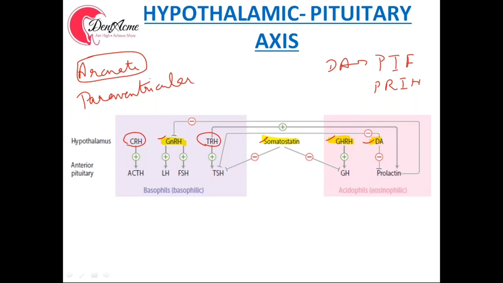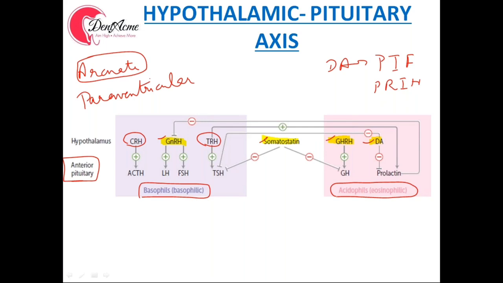And these hormones usually act on the anterior pituitary. So let's talk about the hormones of the anterior pituitary. The anterior pituitary, as you can see, again has six hormones. The anterior pituitary contains two kinds of cells. The first cells are basophils and the second kind of cells are acidophils.